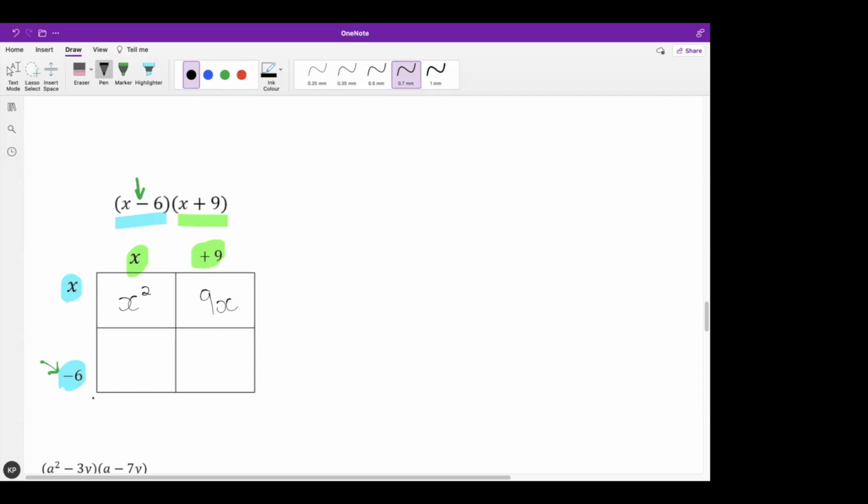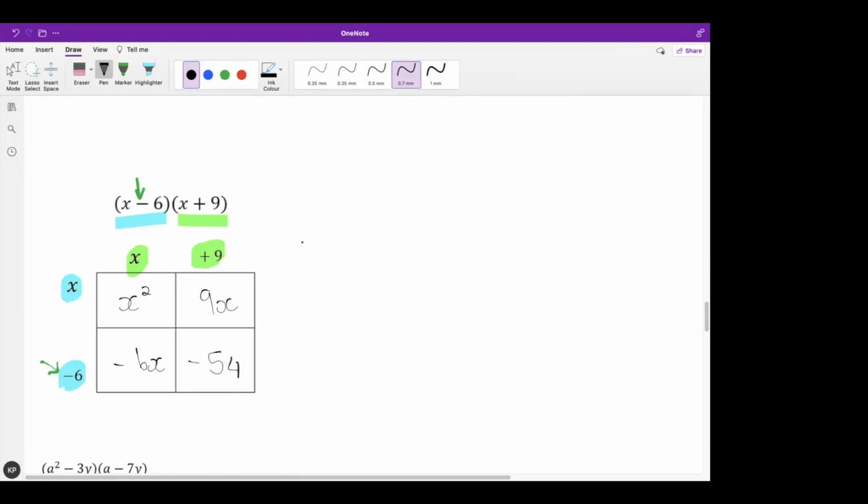X times negative 6, negative 6x. And in the last block, we have a negative 6 times a positive 9. We're multiplying a negative and a positive here. So firstly, we know it's going to be negative. That is negative 54.